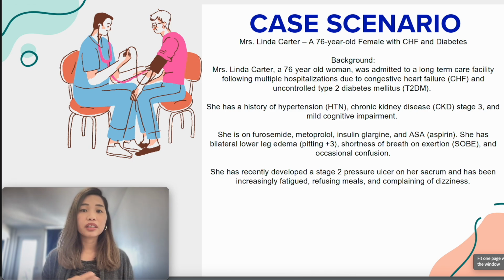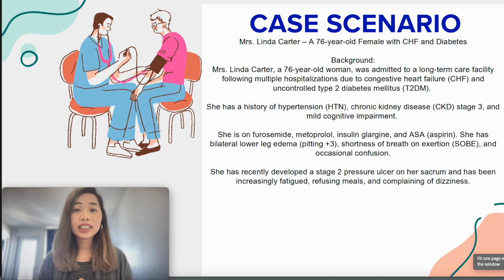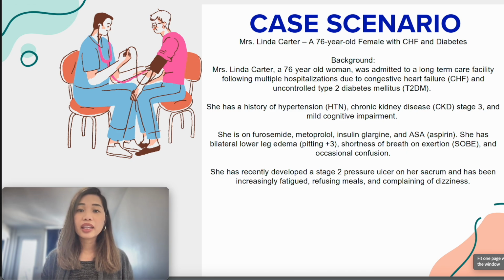So for nurses, if you're the RN and LPN, key information that you need to remember would be the patient's main diagnosis. So in this scenario, it would be the patient's CHF and uncontrolled type 2 diabetes. The patient history is also good to know. The patient's hypertension, CKD, which is stage 3, and mild cognitive impairment. Again, if you're the one giving medication, you're the nurse, RN, and LPN, you need to know the medications, but not only the medications, but also side effects, right? So the patient is on furosemide, metoprolol, insulin, and aspirin.